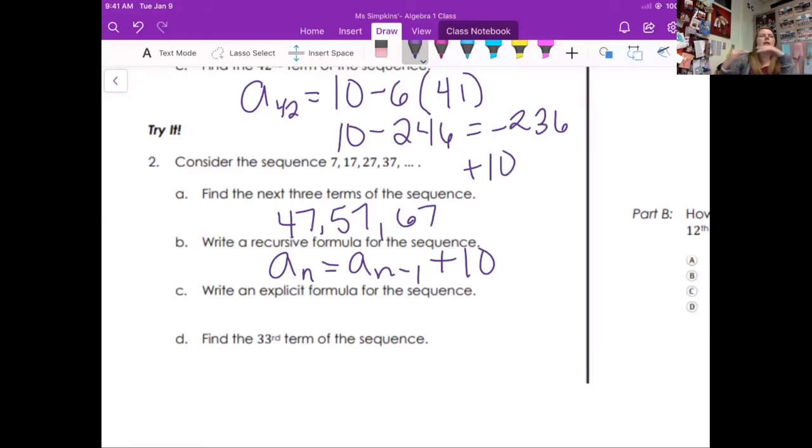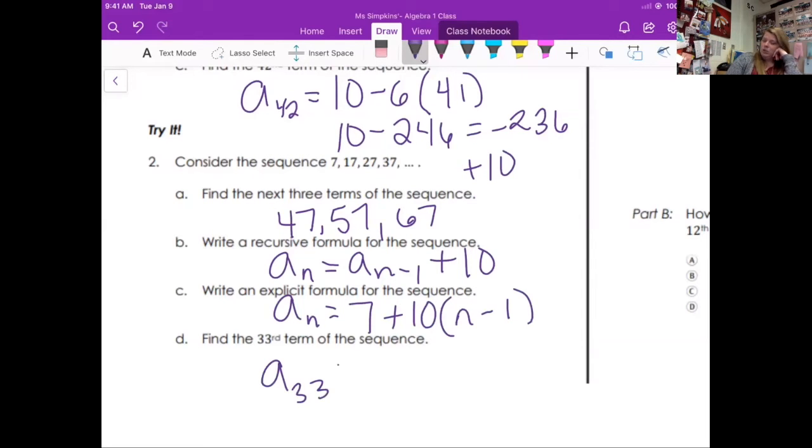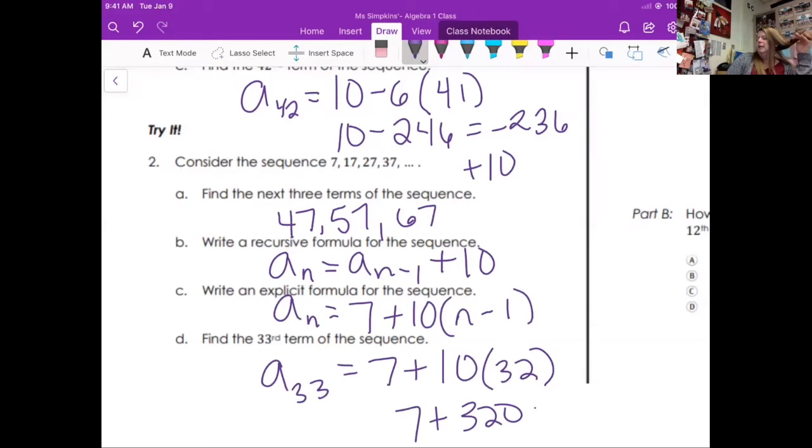The recursive formula has nothing to do with the first number. It just deals with the difference. And then the explicit formula would have been our first number, which was 7, plus 10 times n-1. So that would be the explicit formula. And then to find the 33rd term, we're going to take 7 plus 10 times 32, because we want one less. So 320 plus 7 would give us an answer of 327, which would be the 33rd term.